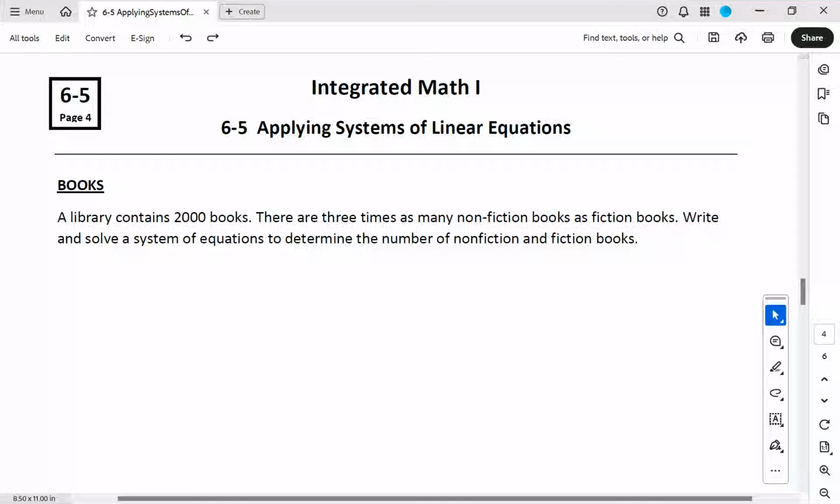Welcome back. We're going to look at the next three examples for applying some systems of linear equations here. All right, we have this.